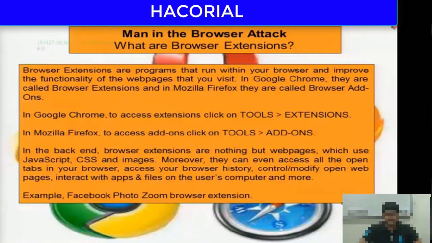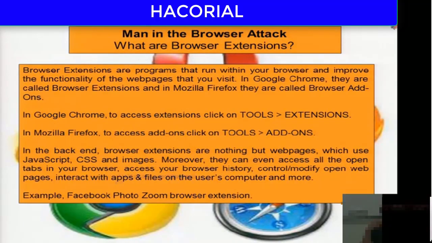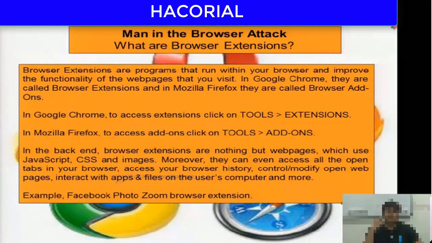They can access your browser history. They can control or modify the open web pages in your browser. They can change the way certain web pages look. They can add something to a web page. They can remove something from a web page. They can interact with apps and files on your computer and so on. So browser apps have a lot of control over what gets displayed or what happens in your browser. So if you are able to create a malicious browser app, fool the victim into installing it and using it, you could actually misuse the power that that browser app has to do certain things that you should not normally be allowed to do. That is what man in the browser attack is all about.